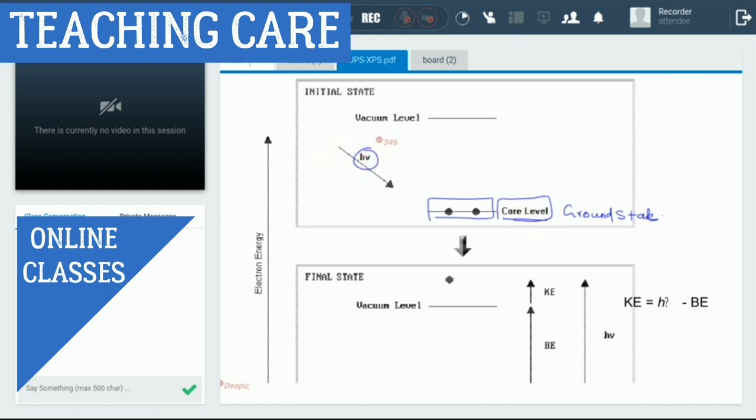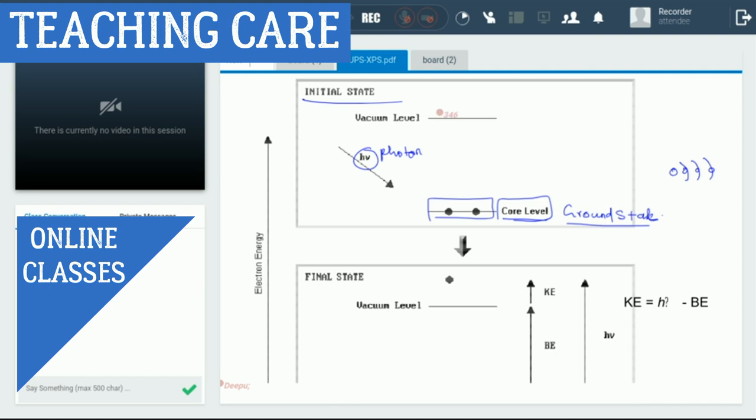What is this? Photon. What is going to attack? Photon. So the photon is going to excite the electron in the ground state. Ground state means, as long as the electrons are revolving in their own path, that state is called the core level or ground state. So the photon is going to hit the electron. This is the initial state.